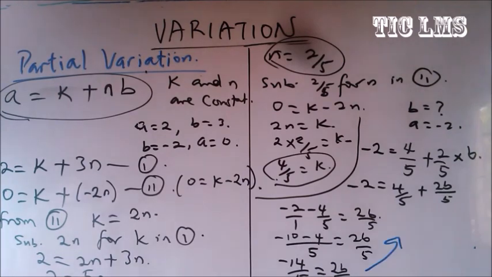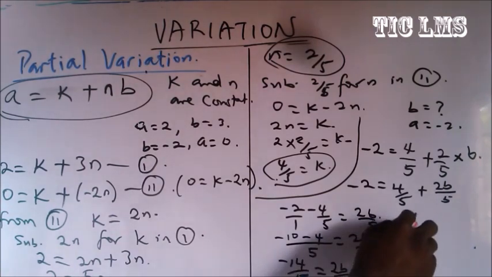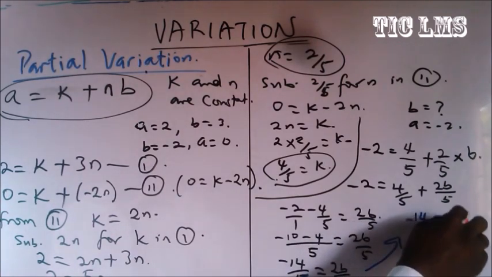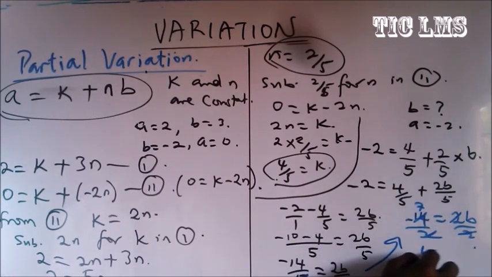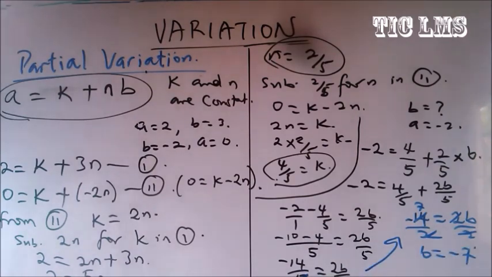We cross multiply, and now these two 5s will cancel each other. So we have minus 14 equal to 2B. We'll divide both sides by 2. And then we have B equal to minus 7. So the value of our B is minus 7.